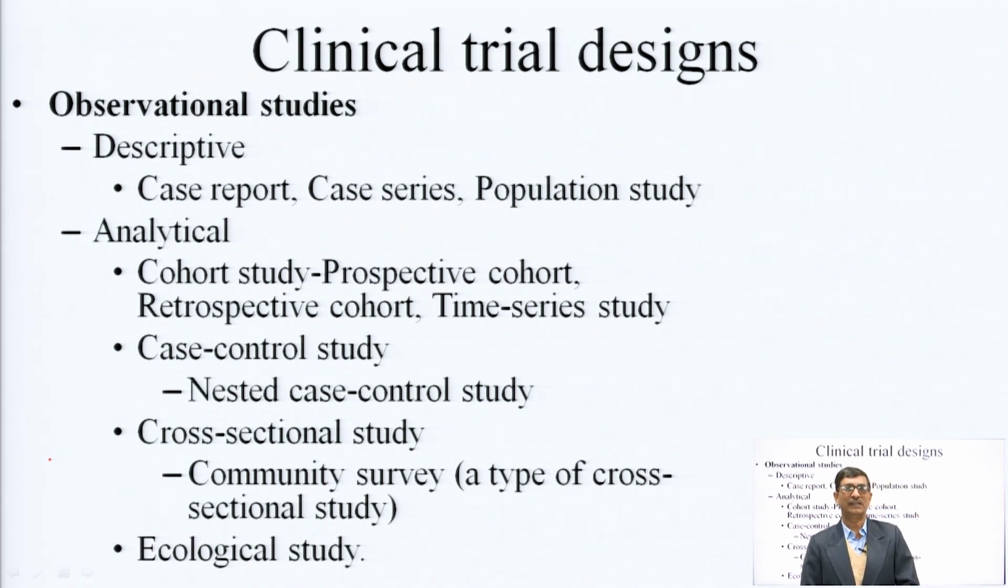These are generally survey studies or community surveys. So, when you do a community survey, this is a cross sectional study. In a cross sectional study, you observe the present condition of the patient or the subject. Another observational study in clinical trials is the ecological study.